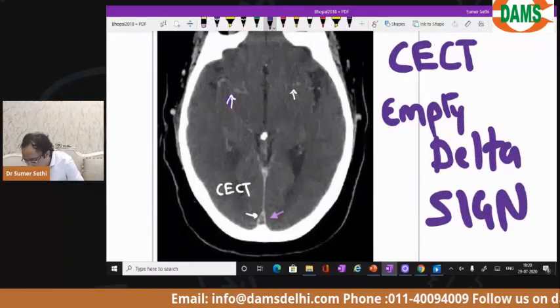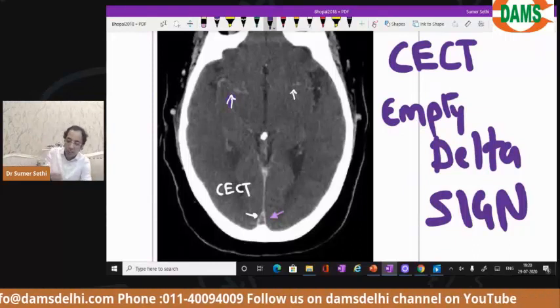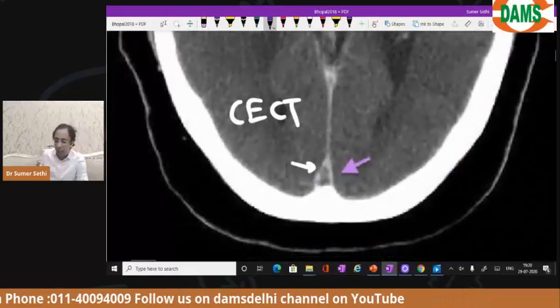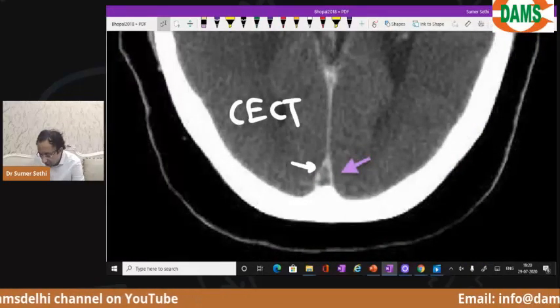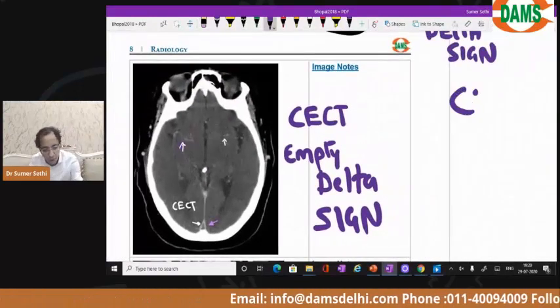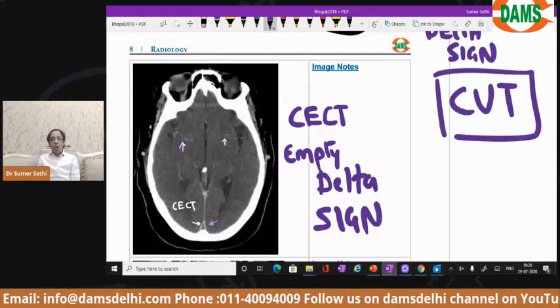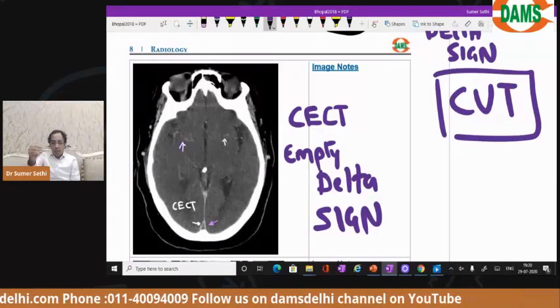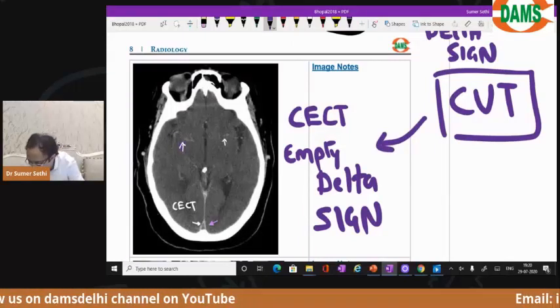Now did you understand, dear? On NCCT we call it delta sign. On CECT we call it empty delta sign. Are you clear? Are you able to understand this? Yes, very good. So both of them are signs of cerebral venous thrombosis, but on NCCT, on a non-contrast CT, we will call it delta sign. On a contrast enhanced CT, we will see empty delta sign.